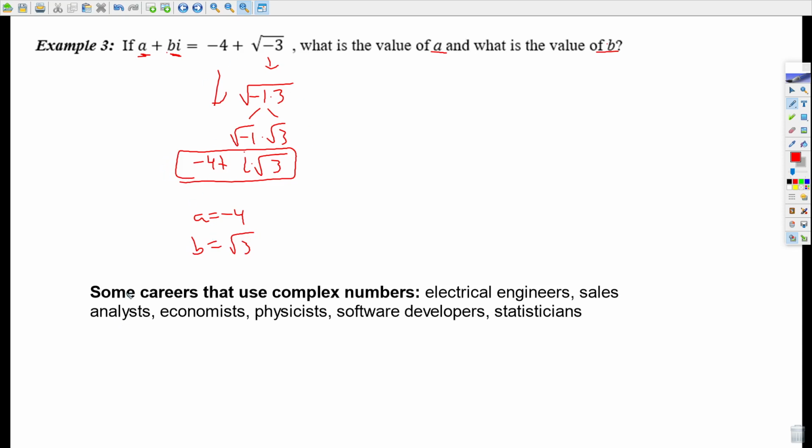Believe it or not, there actually are quite a few careers that use complex numbers. Here are just some examples down below. But you can look them up yourself and figure out what uses complex numbers. Sometimes we actually do a little project on that because it might seem like a fairly useless concept, but it's actually used quite a bit.